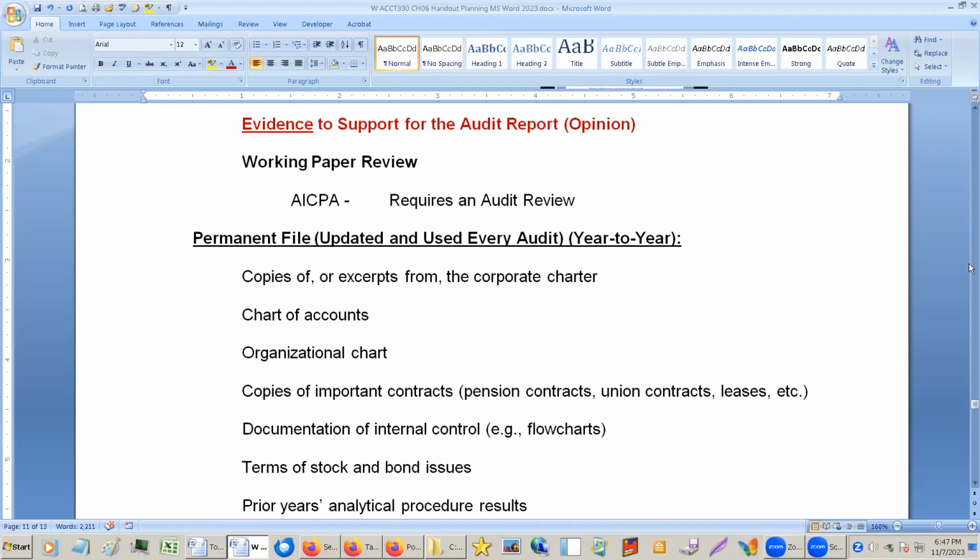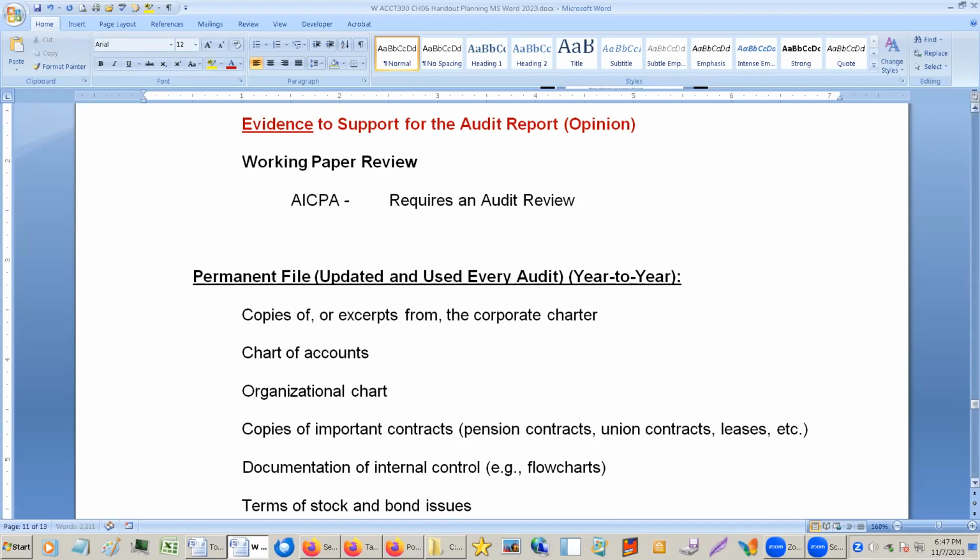Requires an audit review. And the PCAOB requires an audit review. And by review, we mean somebody else who's not in the audit coming through and taking a look at the financial statements. There is a difference, though.